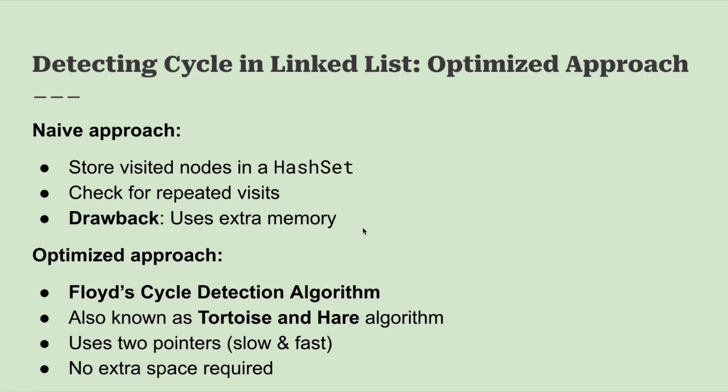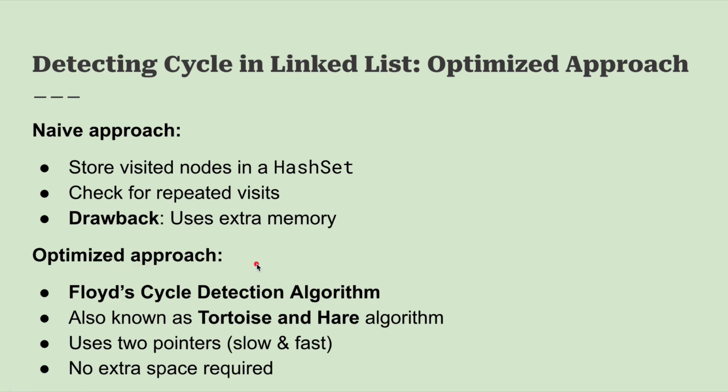So let's understand the approach. We have understood that the naive approach uses a hash set. We'll store all the nodes in the hash set and repeat until we visit a node again. When we check for a repeated visit, it means we have already traversed this node, and we return that there is a cycle in the list. The drawback is that it uses extra memory to create the hash set for visited nodes.